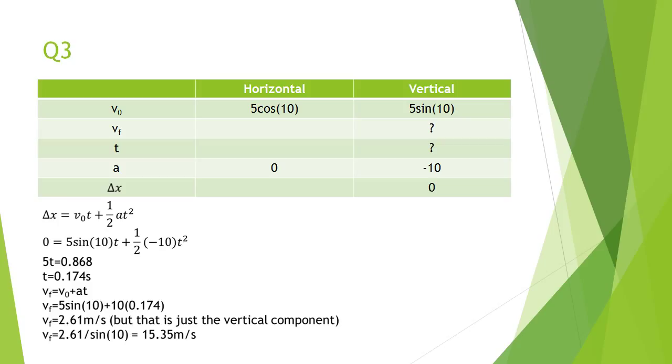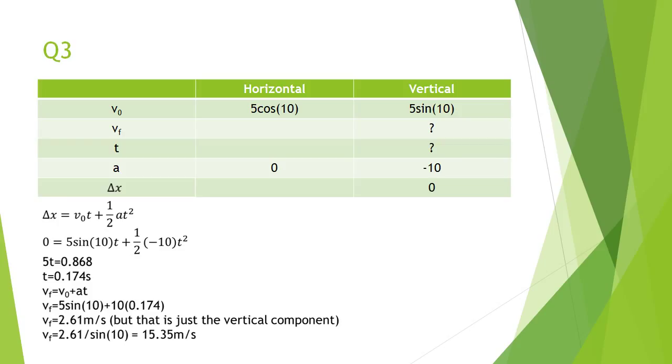Now for the displacement, horizontal we don't know, but we know the vertical, because from ground level to ground level, guess what? Vertical would be 0. So how should we go about this problem? Well, we could find time first, and we could use delta x equals v0t plus half at squared.